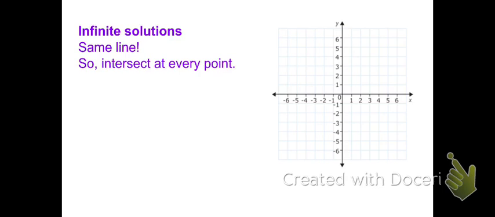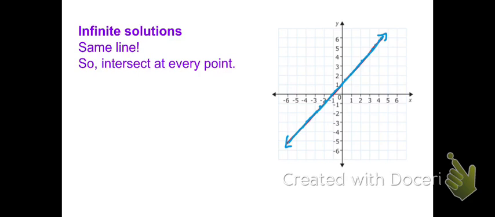If we graph one line and then graph the second line, we'll see the second line lays right on top of it. So they share every single point in common. That's why there's an infinite number of solutions.